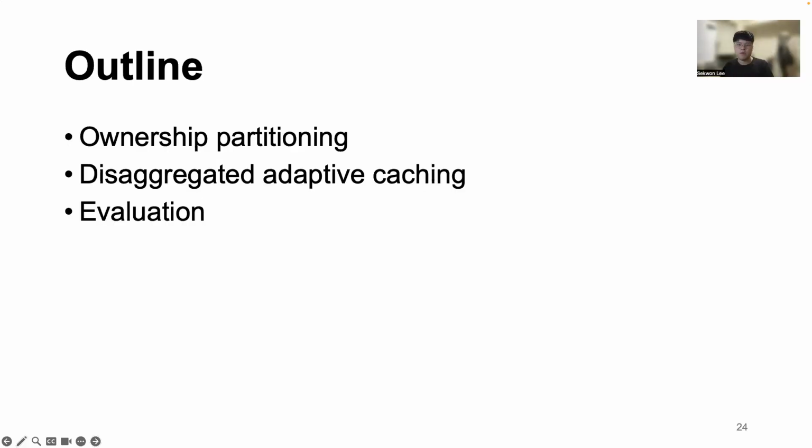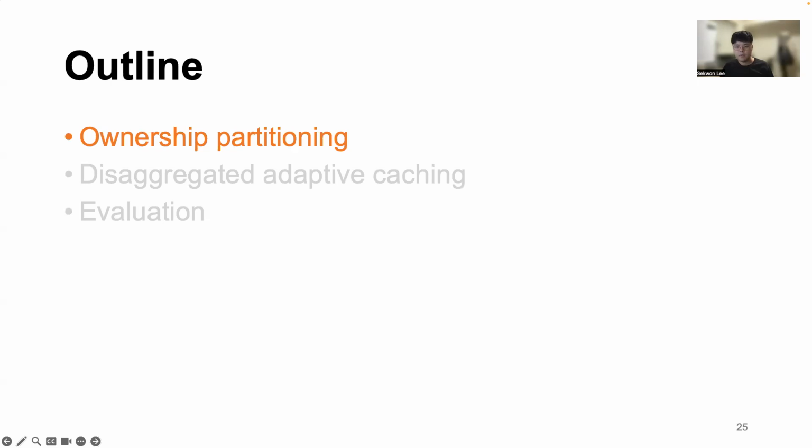This is the outline for the rest of my talk. We first describe our system architecture, ownership partitioning. Ownership partitioning is a hybrid architecture which takes both advantages of shared nothing and shared everything simultaneously on DPM.